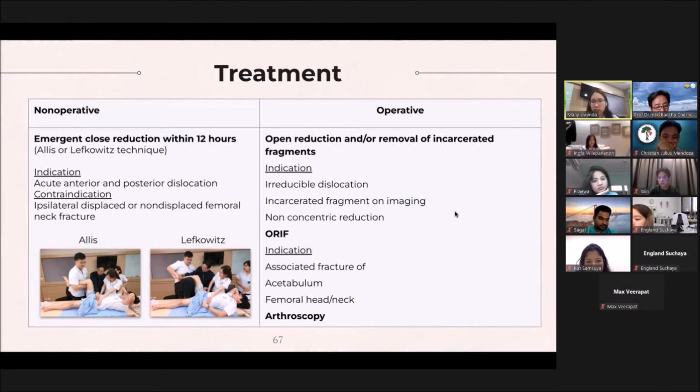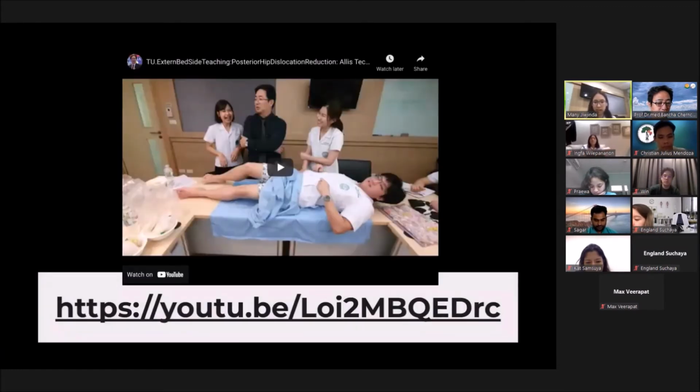And then these are just the operative options. So there's open reduction where you remove fragments, open reduction internal fixation, then arthroscopy. And okay, these are the videos for the closed reduction.